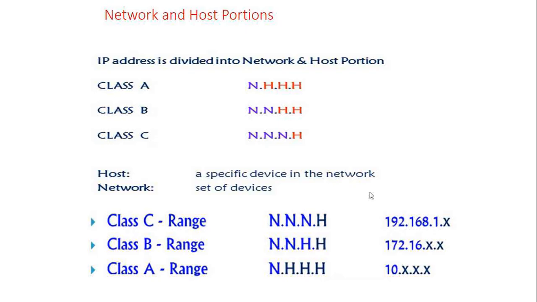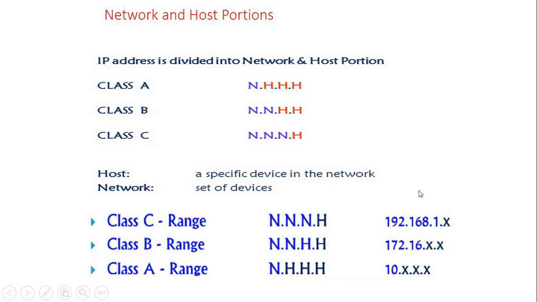By default, there are portions reserved for each class. So let's start with class A. In class A, the first octet is reserved for the network portion, to identify the set of devices in a class A network. In class B, the first 2 octets are by default the network portion. And in class C, the first 3 octets are the network portion. So what does it mean? It means that the values would change only in the host portion for a specific network.